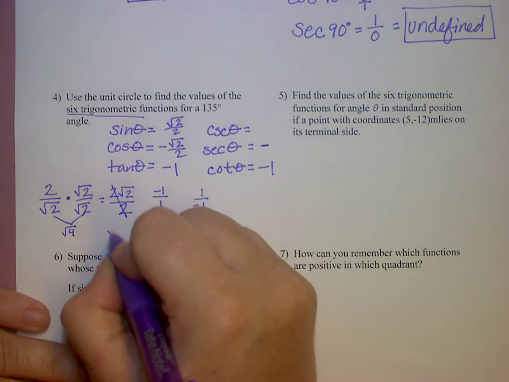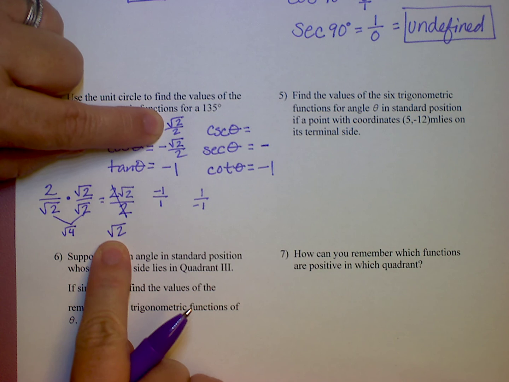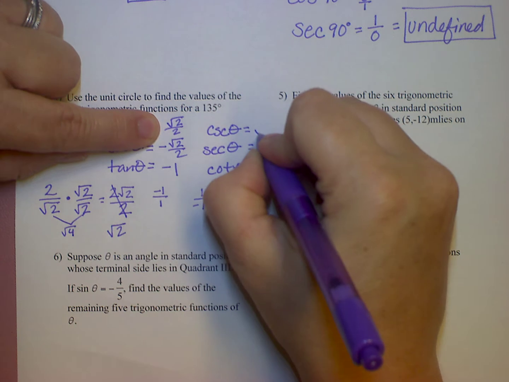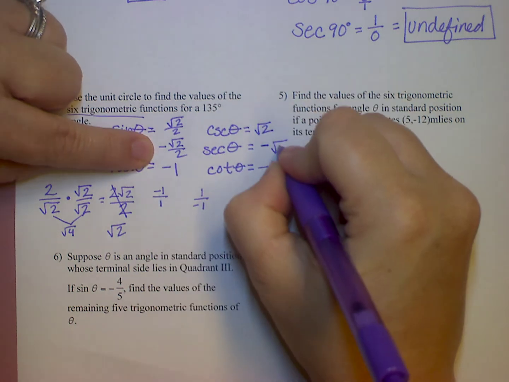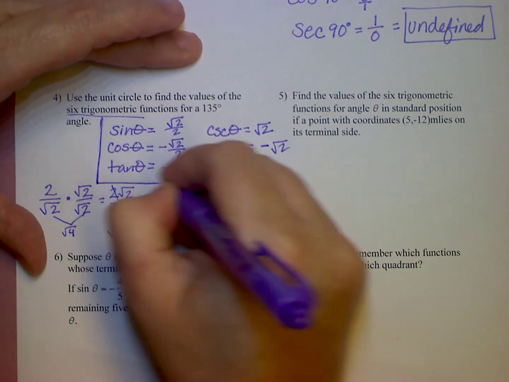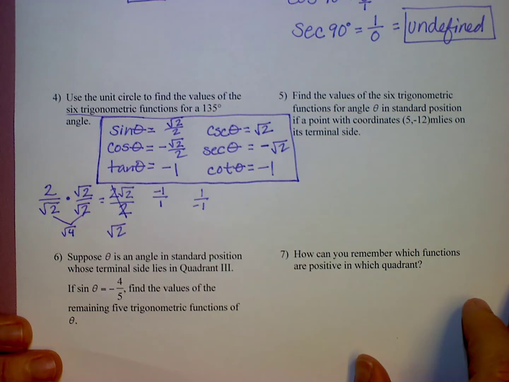So the reciprocal of root 2 over 2 actually simplifies to just being root 2. So the reciprocal of root 2 over 2 is root 2. Same thing here. This one's just negative because its reciprocal was also negative. And that would be the 6 trig functions for your 135-degree angle.